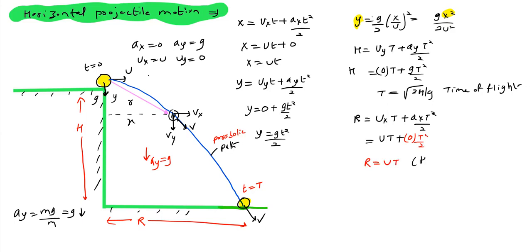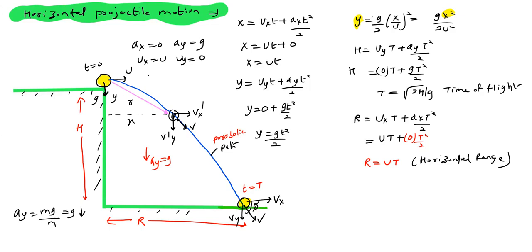So this is called the horizontal range. Then it will come and strike the ground with some speed, and let this angle be theta or phi. Call this Vx dash. Some other symbols will be given.